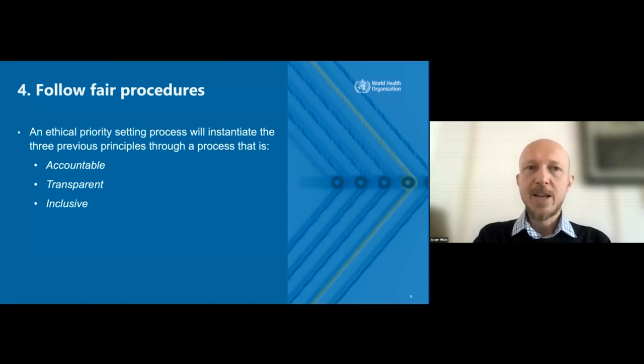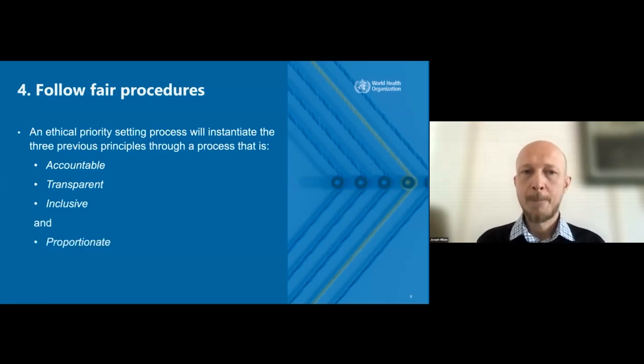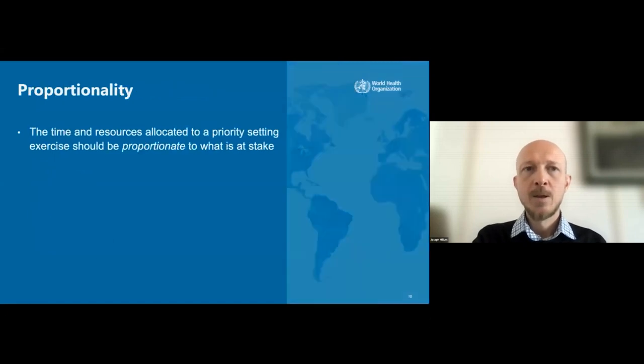Importantly, in thinking about the process, we should also be ensuring that the process is one that is proportionate. What this means is that the time and resources that get allocated to a priority setting exercise should be proportionate to what is at stake. As Katherine mentioned, we have a lot of different potential audiences in mind, and some of them will be engaging in the allocation of substantial resources. Some of them will not. Some of them will be operating on a long time scale. Some of them will not.